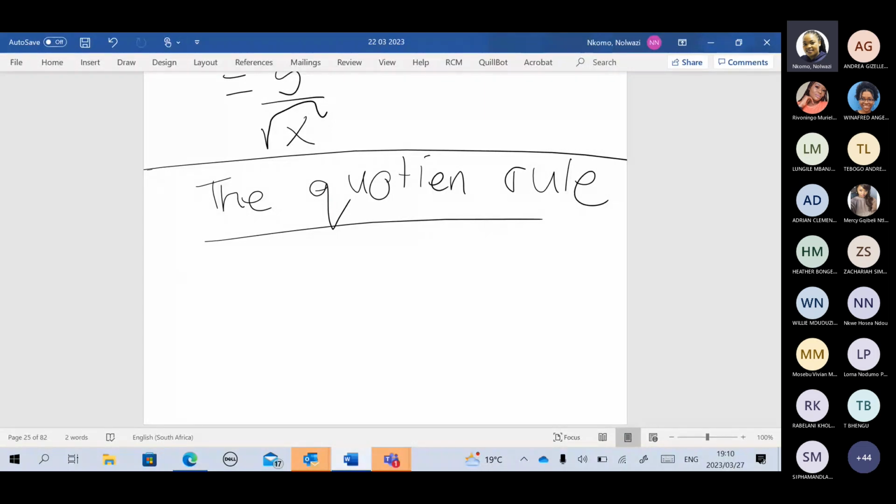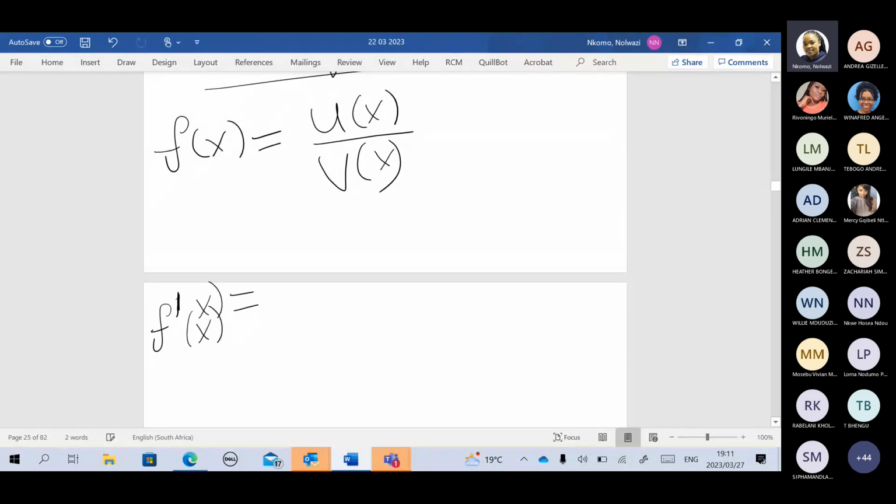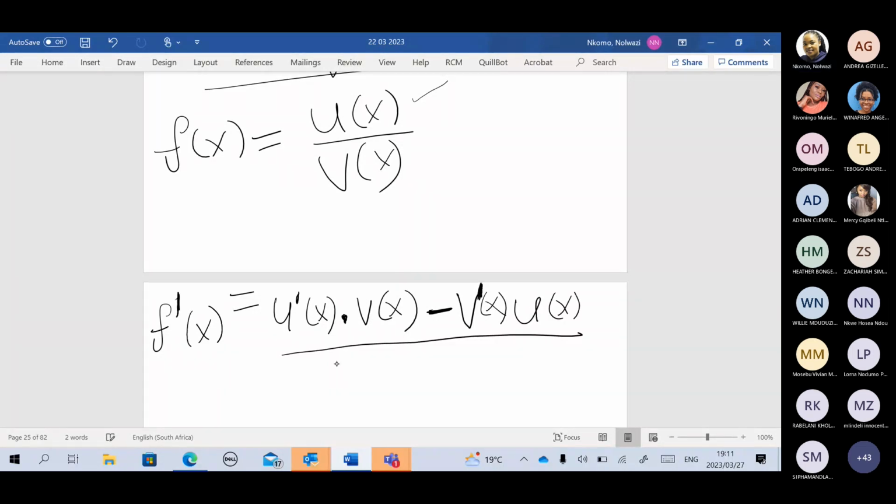The quotient rule says if you are given a function in this form, f prime at x would be, you differentiate the numerator, you'll get u prime at x, right? Then you keep the denominator. Now, the next step, you subtract, you differentiate the denominator, you keep the numerator. Then everything over the denominator squared, right?